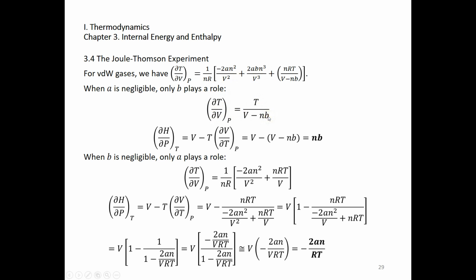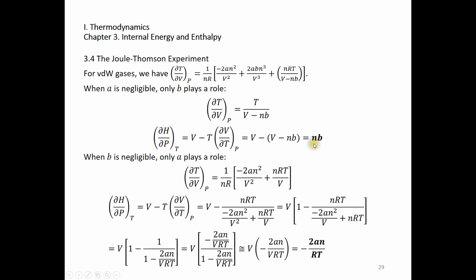It's a lot simpler. And then delta H over delta P, we will evaluate this based on the assumption that a is negligible. So this is equal to V minus T times the reciprocal of this. The reciprocal of this is simply V minus mb over T. We plug it in, and then we get mb. This is simple. If a is negligible, H depends on P. The dependence is just mb.